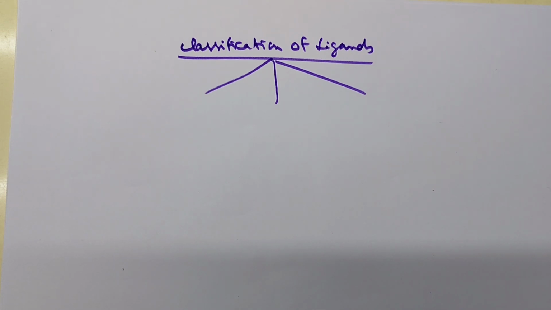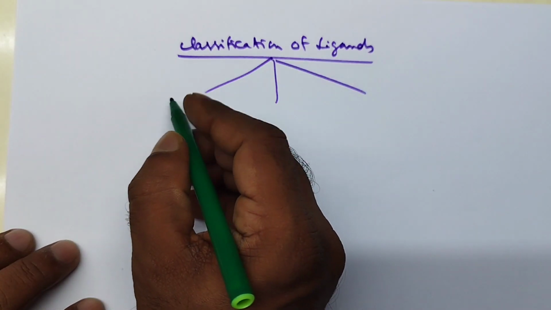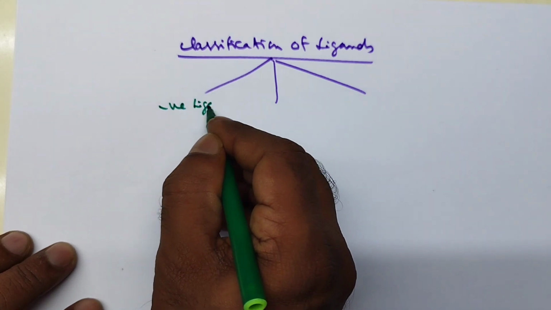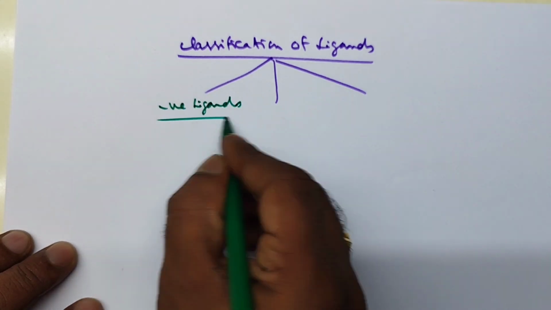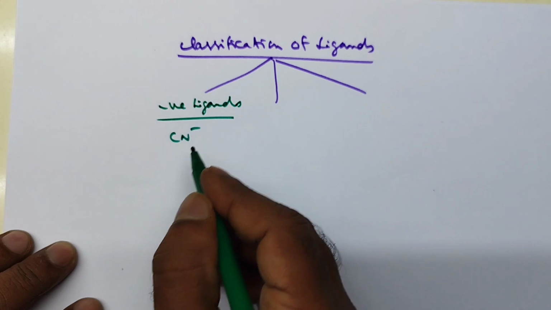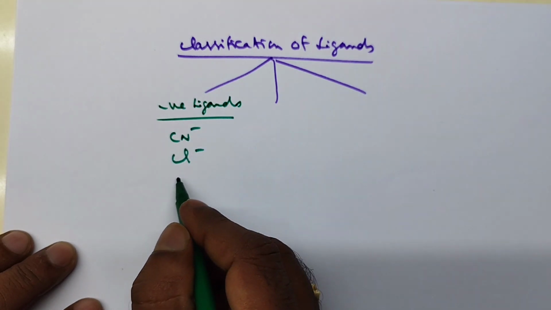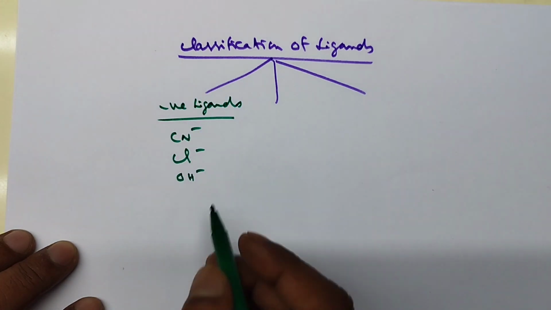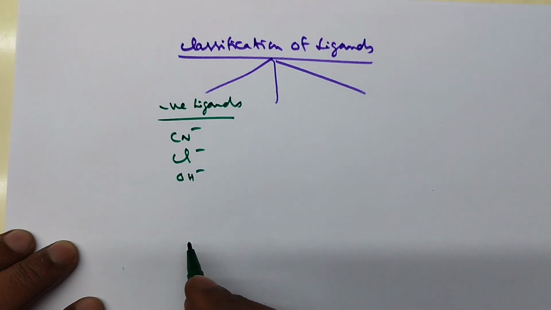This is the classification of ligands on the basis of charges. Say for example, negative ligands: CN minus, Cl minus, OH minus. These all have negative charges. Therefore, these are examples of negative ligands.